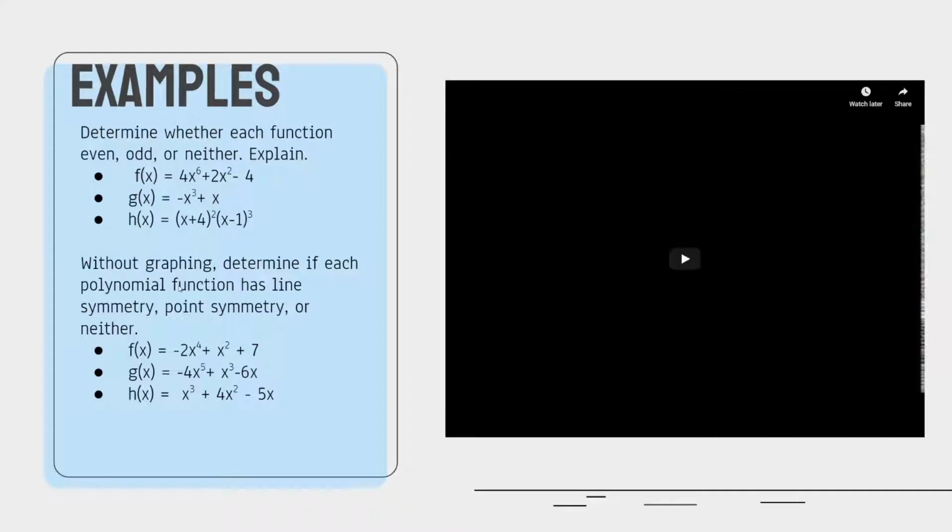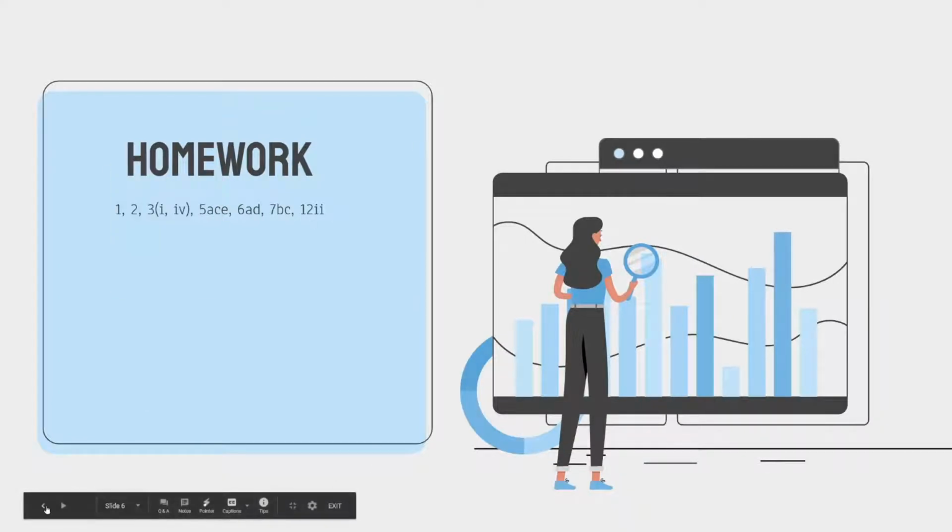Examples. Let's look at these. Determine whether each function is even, odd, or neither. Explain your thinking. Okay, so the first one, we could see that the exponents are 6, 2, and 0, which are all even. Next, we must check whether or not f of x equals f of negative x. We know if we substitute negative x, that would still become a positive, and the sign wouldn't matter. Therefore, it would still be the same exact thing. Therefore, this has to be an even function.